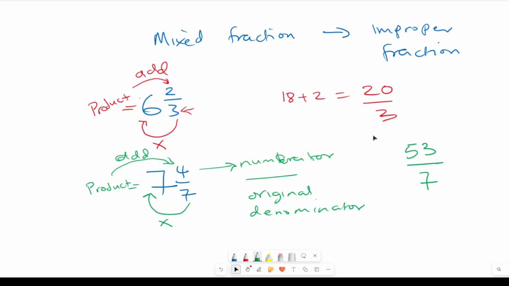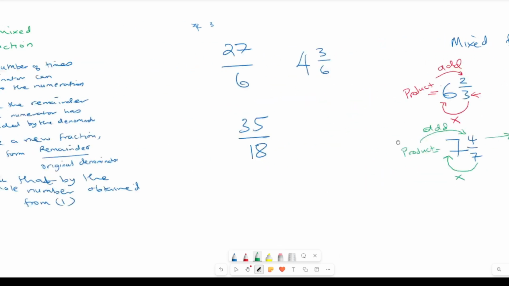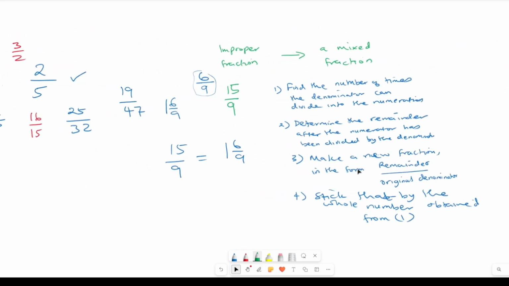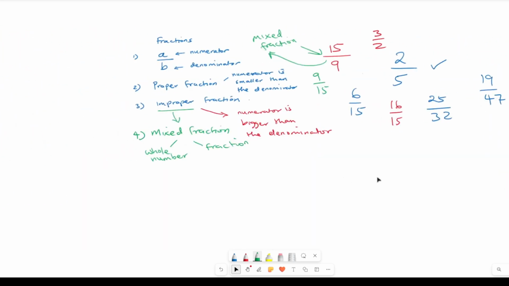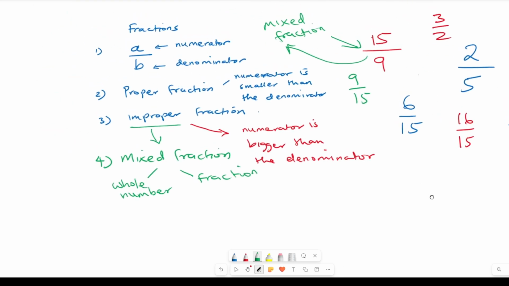So now let's go back to the original plan. We have been looking at mixed fractions, improper fractions, and we are converting them. The next thing that we want to look at is equivalent fractions.